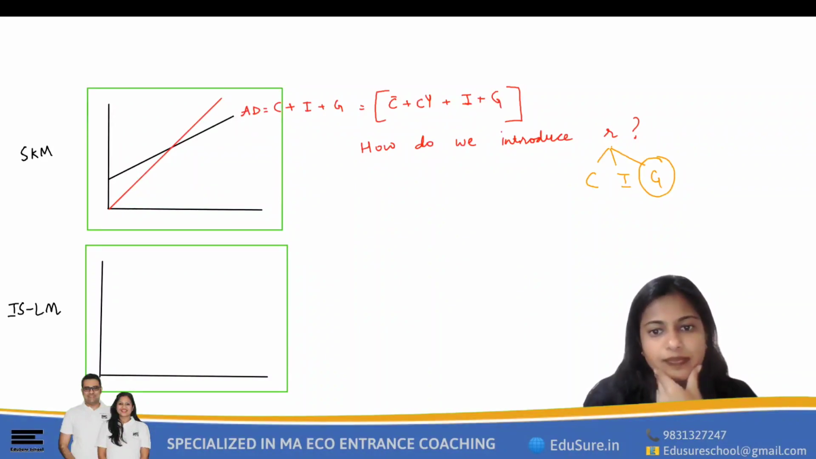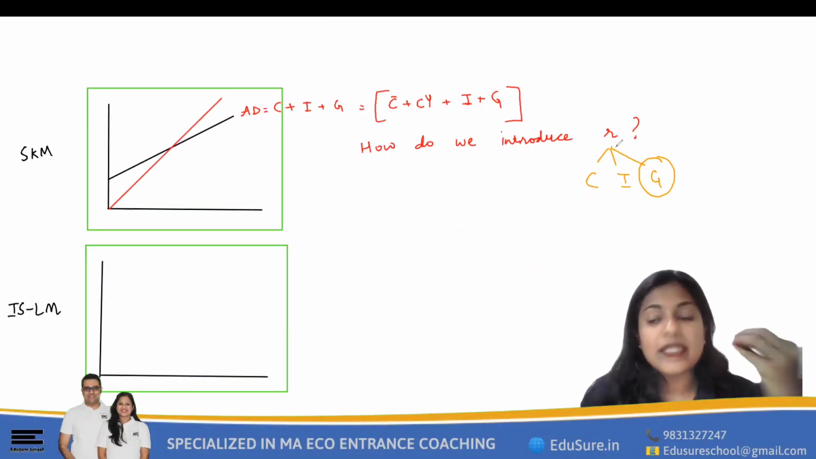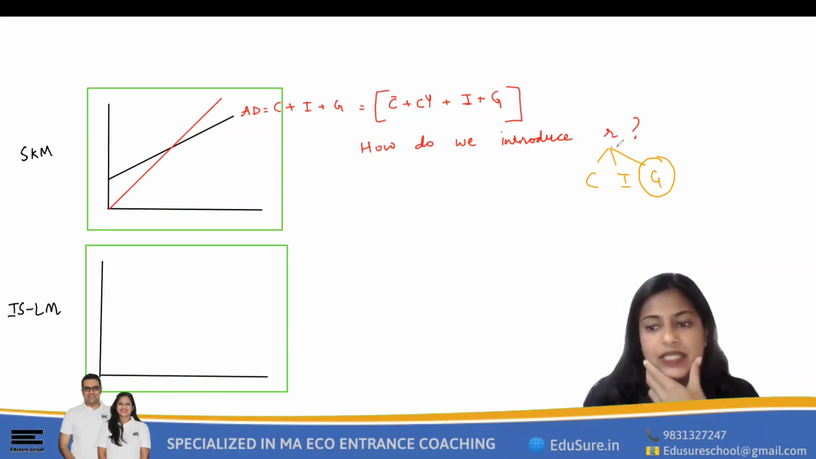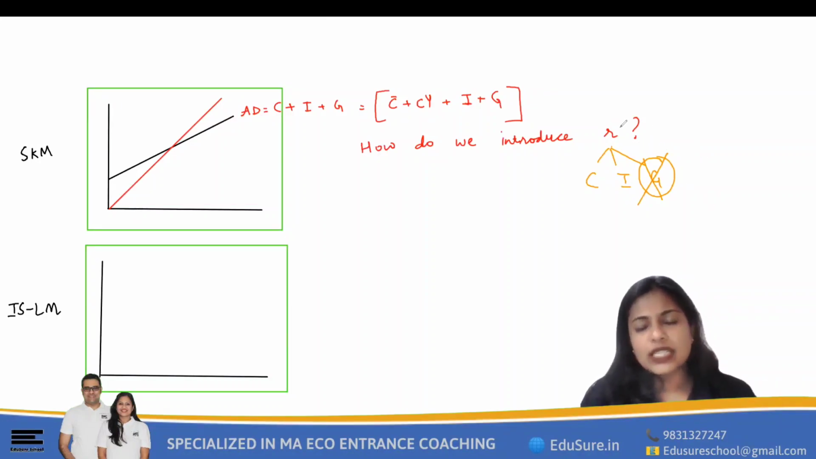Of course, if you think about it, the government also has to borrow money. But because the government has a lot of money at its access, and it is also the creator of money, it doesn't really look at the rate of interest in deciding how much to spend. Okay, so the government doesn't really take interest rate into consideration. So we can remove G. G is not going to take R as a variable.